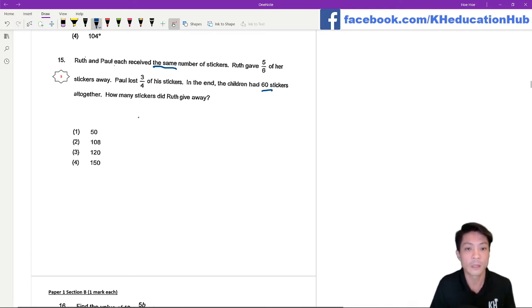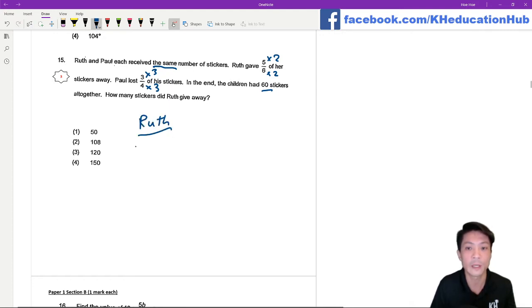In this case, I'm going to solve it in a fast way. So Ruth, because now the two fractions have different denominators, I'm going to change them into the same denominator. I'm going to multiply by 2 to this, and then I'm going to multiply by 3 to this. So they will have the same denominator of 12.